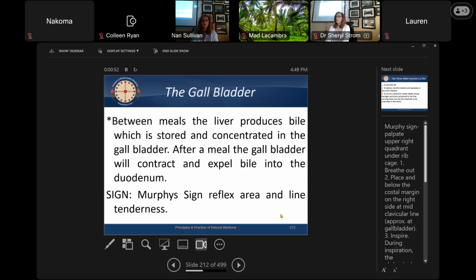Okay. Between meals, so this is the gallbladder now, between meals, the liver produces bile, which is stored and concentrated in the gallbladder. Right, so the gallbladder is just a reservoir, but it's extremely important for our digestion. After a meal, the gallbladder will contract, so it's going to get that peristaltic movement and expels bile into the duodenum. So if there is a positive sign, the Murphy sign reflex area, there could be some tenderness.